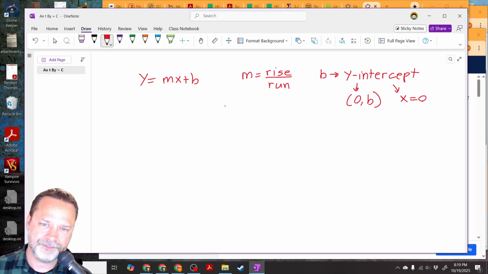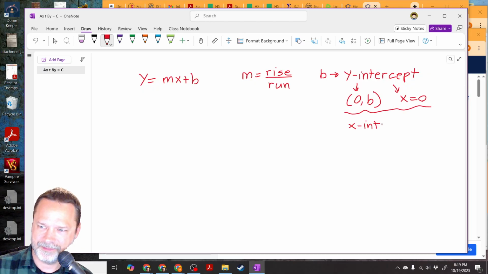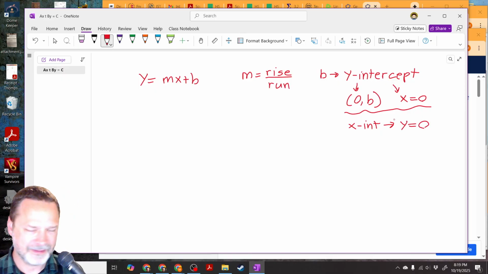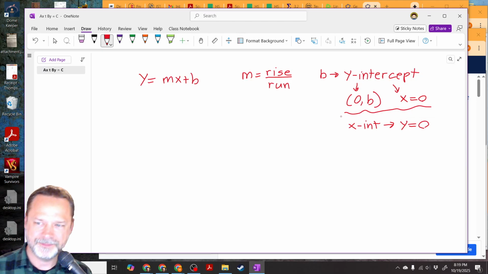So, likewise, since we're on topic, x-intercept, this is a little separate, but the x-intercept is always where y equals 0, because it will cross the x-axis when y equals 0. Okay, so now that we got that out of the way, that's the general gist of it.